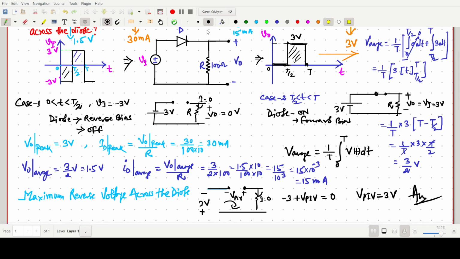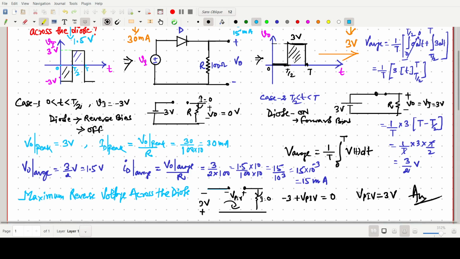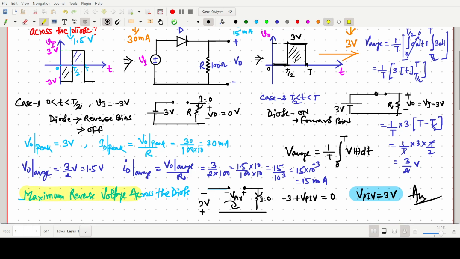So this is all about this simple question, and it is from the microelectronics circuit book. V PIV we have calculated. This one is the maximum reverse voltage that I arrived at, in between 0 to T by 2. We have to make it like this, negative here, and the diode should be open and the current will be 0, so there is no role of the resistance. Simply apply Kirchhoff's voltage law.